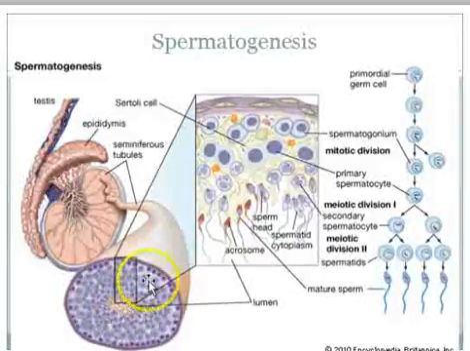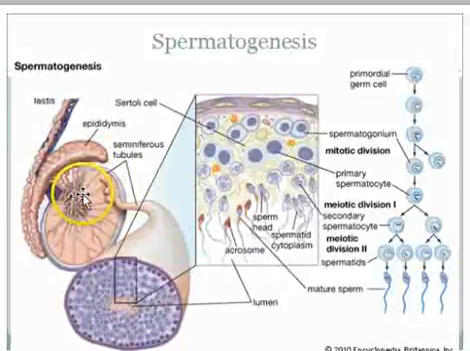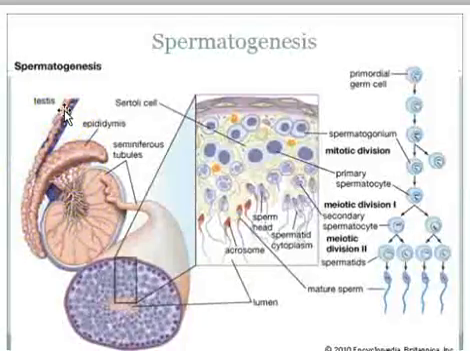And then they would go through the tube, through the straight tubules after they get through all the seminiferous tubules, and then here's your rete testes, and then up to your epididymis, and then here's our vas deferens, and we're off. This whole process takes 70 to 80 days.